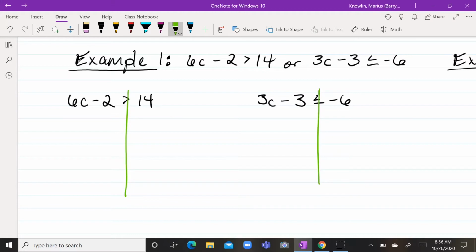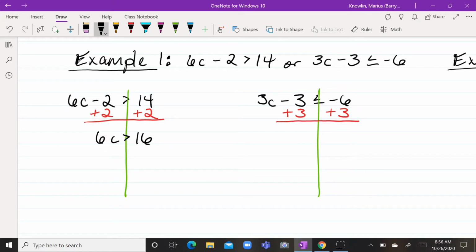So for the first inequality, I want to add 2 to both sides. For the second inequality, I want to add 3 to both sides. And then I'm going to write the result of doing each step. So this one would result in 6c greater than 16, and for this problem over here we would have 3c is less than or equal to negative 3.